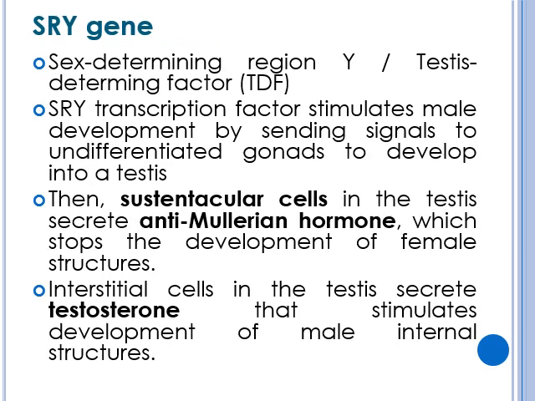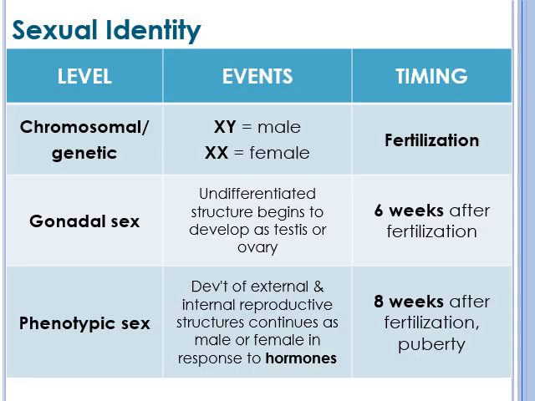The SRY is the sex-determining region Y, also called the testis-determining factor. It stimulates male development by sending signals to undifferentiated gonads to develop into testes. Then, sustentacular cells in the testis secrete the anti-Mullerian hormone, which stops the development of female structures. That's why males don't have much female structure, because the hormone suppresses it. The interstitial cells in the testis secrete testosterone that stimulates development of male internal structures.